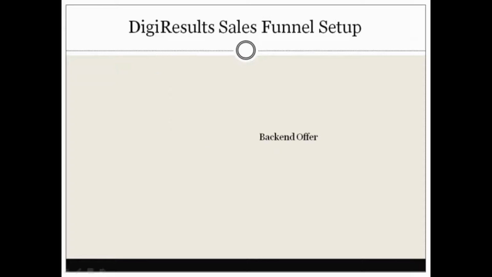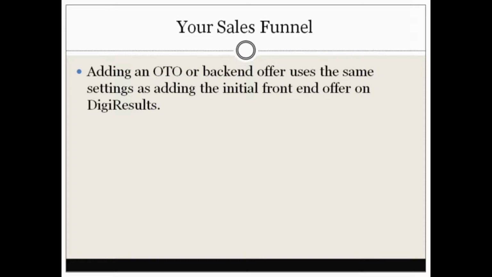But with DigiResults, the sales funnel setup looks like this. You have the main sales page, and after somebody pays for the product, you can send them to a one-time offer. And then you have a back-end offer that is on the back end of the actual page. So I want to get you to realize that adding a one-time offer or a back-end offer actually uses the same settings. So it's actually very, very easy to add a one-time offer or back-end offer. And it's actually the same as adding the initial front-end offer on DigiResults.